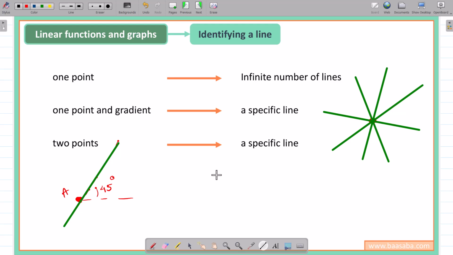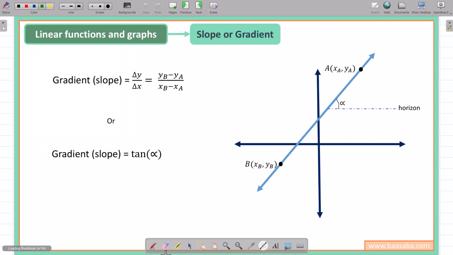The other way is when we have 2 points. We can only draw one line passing through these 2 points. So these are two ways of identifying a specific line: 1 point and gradient, and the other way was having 2 points. Here, we're going to learn a little more about gradient or slope.